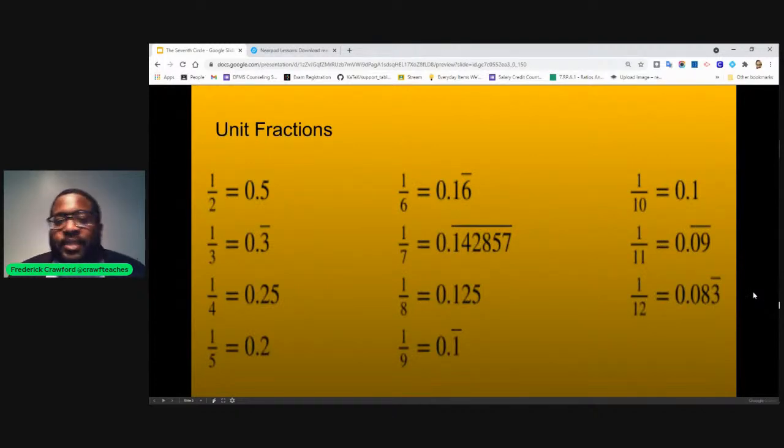So here go some examples of unit fractions from when the denominator is 2 all the way to when the denominator is 12. So I'm going to give you some time to look at that.